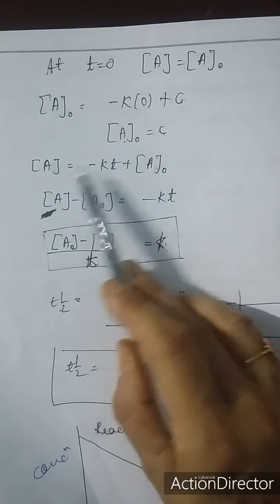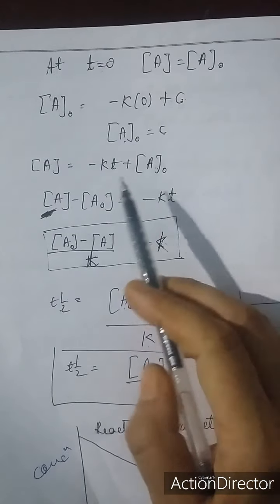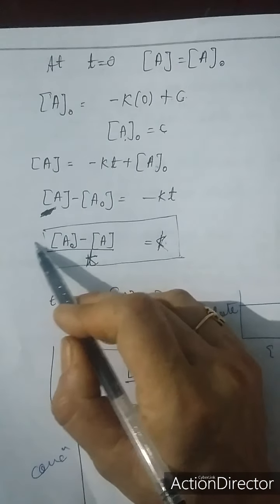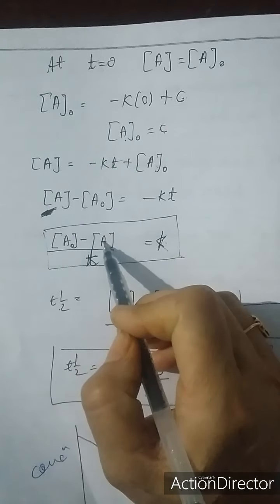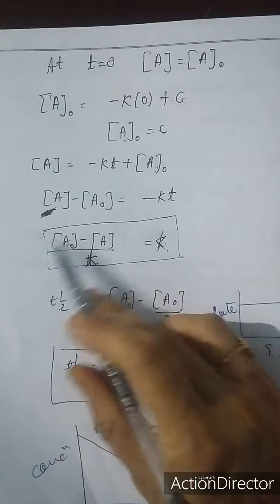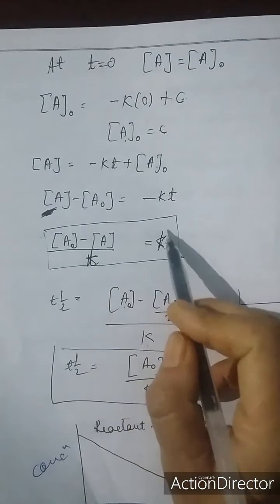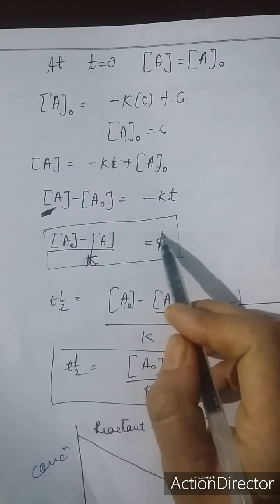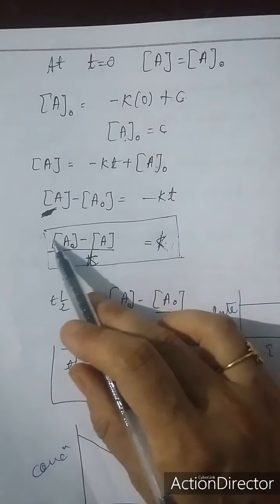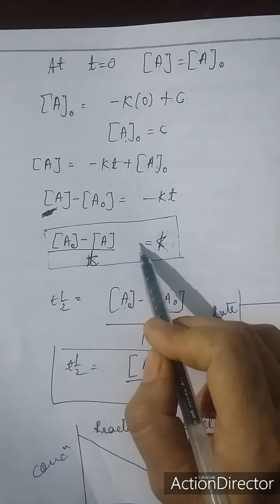Take the concentration terms one side. So it will be A minus A0 is equal to minus kt. Or you can take minus of A0 minus A, so that the minus and the minus here will get cancelled. So you are left with A0 minus A is equal to kt. Or k will be equal to, t will go in the denominator. So this is the rate constant expression for zero order reaction.